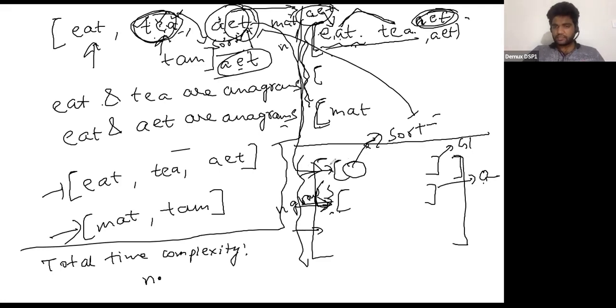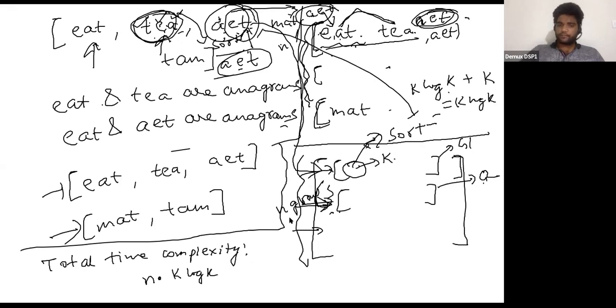Now for each of these groups, what are you doing? You are sorting and then comparing. So sorting, if the string size is of length k, sorting is k log k, right? And then you are comparing. Comparing is another k. So the total complexity would be n into k log k. K log k plus k is basically k log k. Right? So the total time complexity of this brute force approach is n into k into log k.